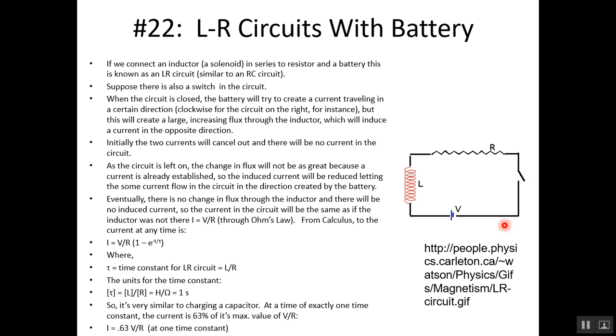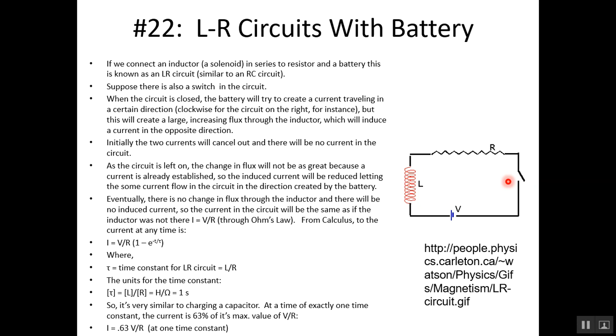So the question is, what happens when you have inductors in these circuits? How do they behave? Suppose there's a switch over here. What that switch means is when it's open, there's no current in the circuit, right? So right now there's no current because the switch is open. Then you close the circuit. What happens? Suppose the inductor wasn't here, forget about it. The second you close the circuit, what does the battery do? It immediately produces a current which goes around from positive to negative, like we talked about a billion times.